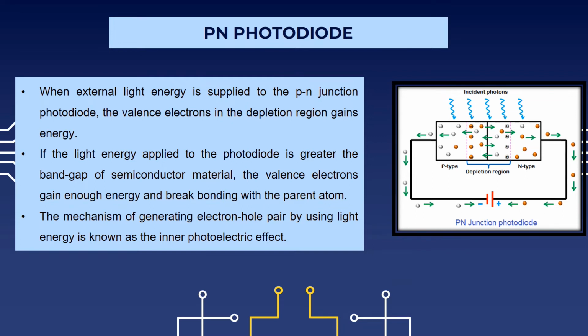When the valence electron leaves the valence shell, an empty space is created in the valence shell where the valence electron left. This empty space in the valence shell we call a hole. So both free electrons and holes are generated as pairs. The mechanism of generating electron-hole pairs by using light energy we call the inner photoelectric effect.